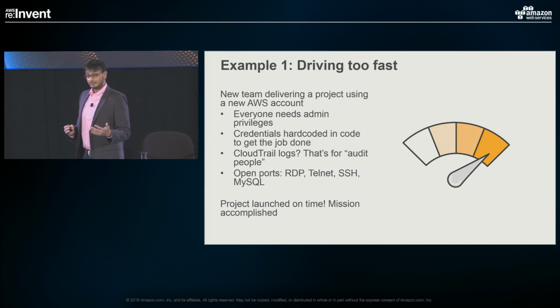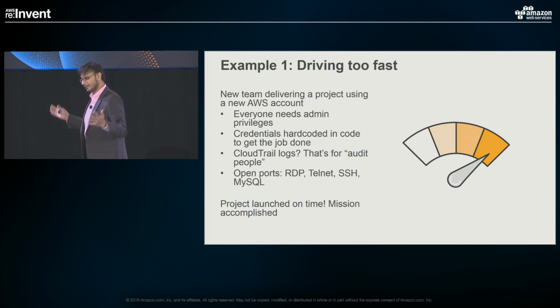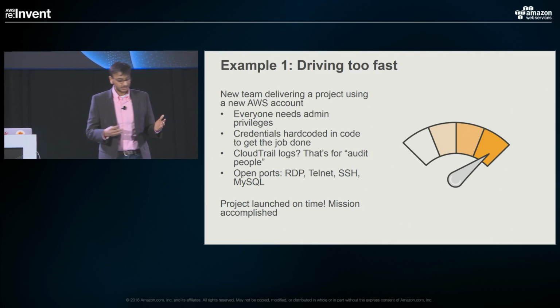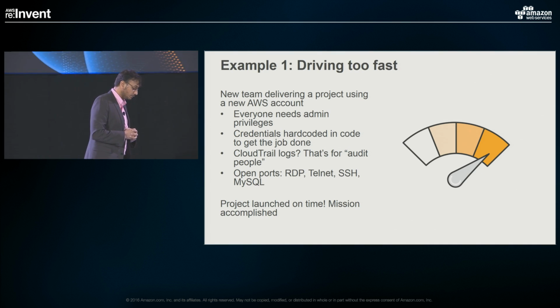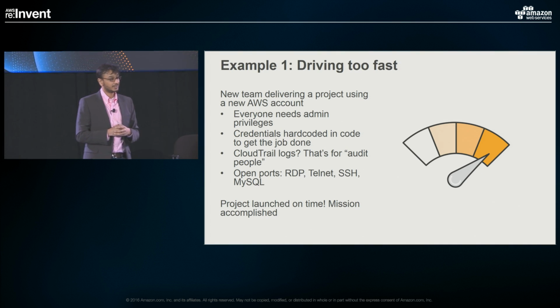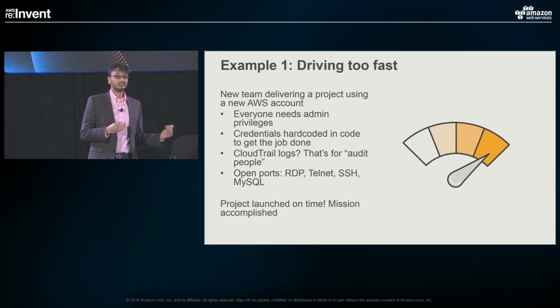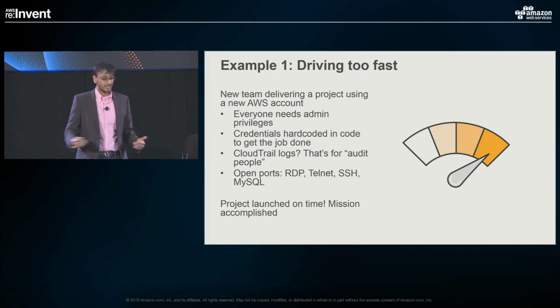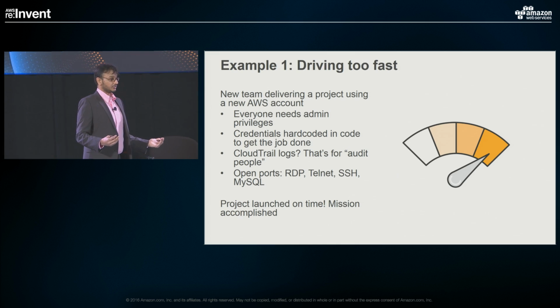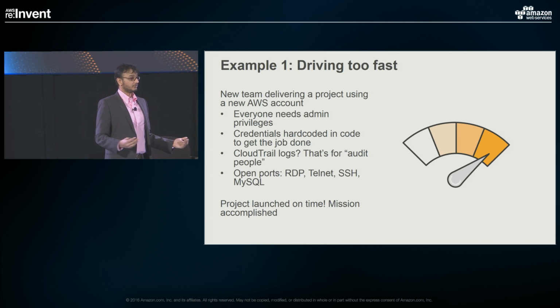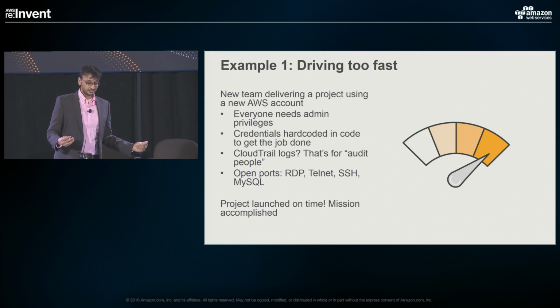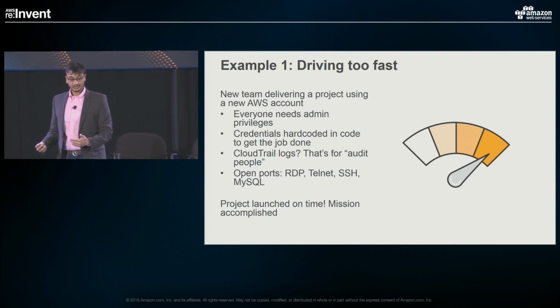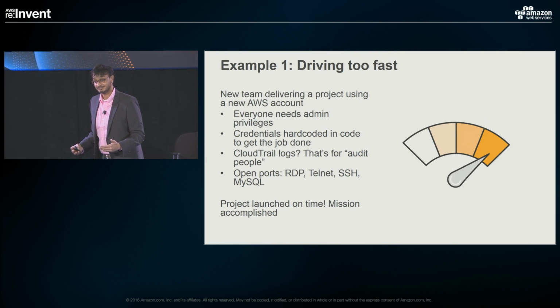And I'll give you 2 examples of real customer cases. Of course, I've taken out the customer names, but these are real things I've heard. One of them is an example of a new team delivering a new product. They get a new AWS account. Because it's the fastest way to get started, everyone has admin privileges. Credentials are hard-coded in code. That has happened.